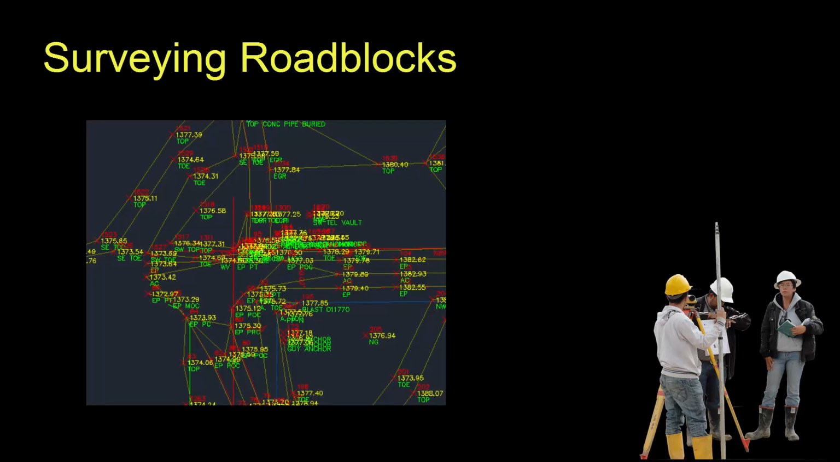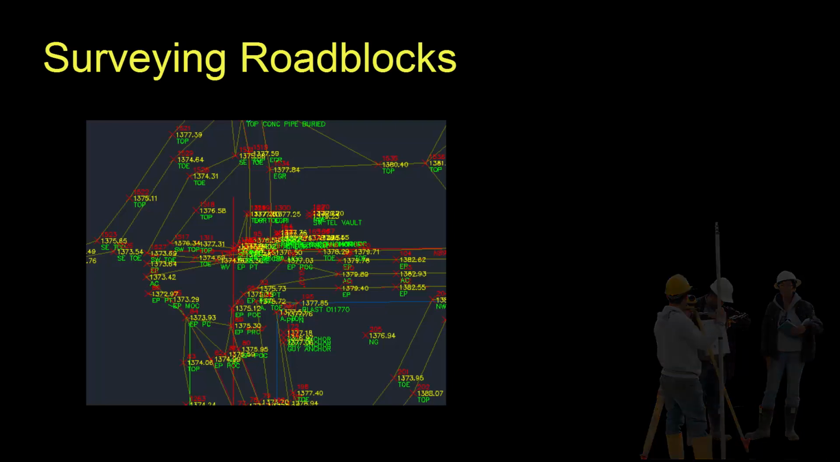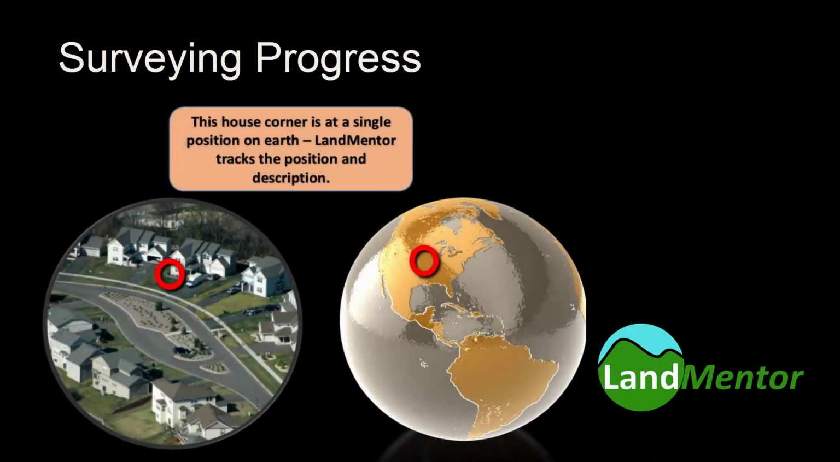With LandMentor, the world's first positional coordinate geometry, which can ultimately eliminate point numbers and their tedious management from the land surveying profession. For general land surveying and precision mapping, there is simply no better tool.